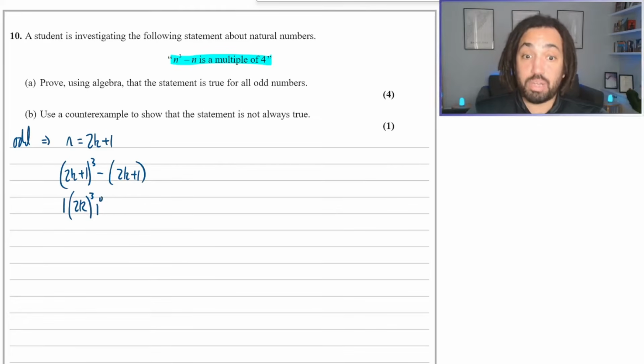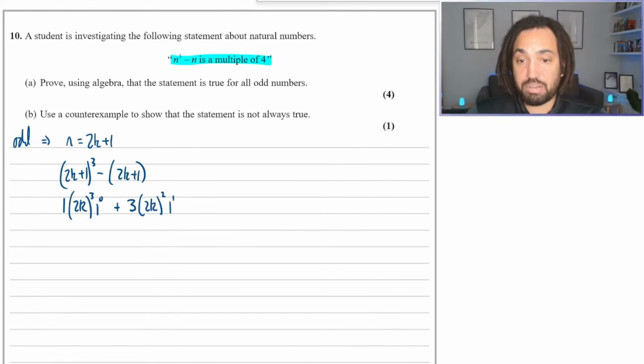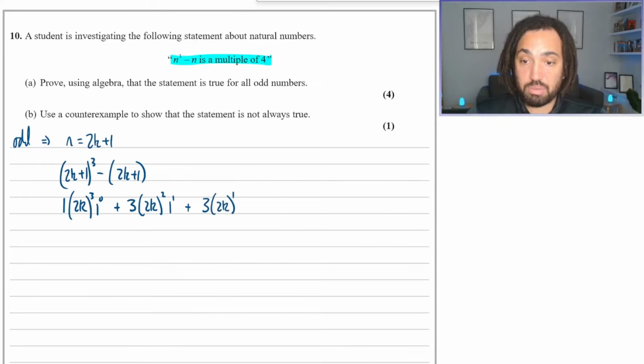I'm using the binomial here, by the way, just to speed things up. And then we'll have 3c1, which is 3, and then the 2k will need to be squared, and then 1 will be to the power of 1, because remember the powers must add to make 3 each time, because the power is 3. 3c2 I know is also 3, and 2k this time will be raised to the power 1, and 1 will be raised to the power 2, and then finally we have 3 choose 3, which is 1, and 2k to the power 0, and 1 to the power 3.